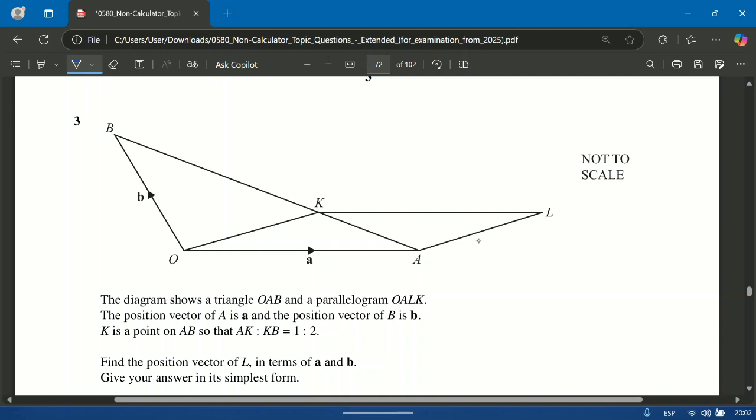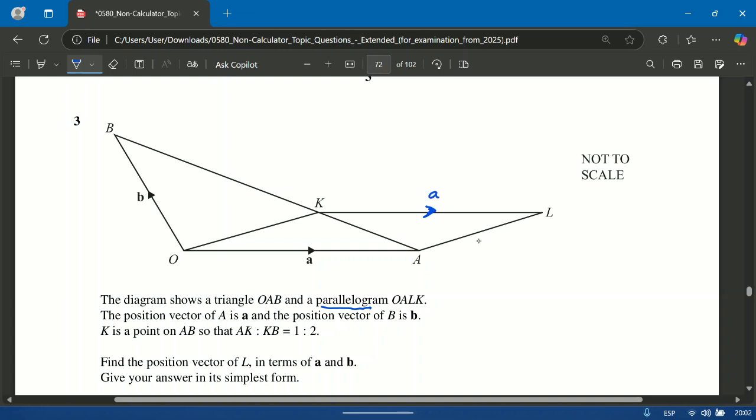The diagram shows a triangle OAB. They focus our attention to it, so that means that triangle is important. Nothing special about the triangle, it's not equilateral or right angle or anything, but a focus. And a parallelogram OALK. Now we need to think, what do we know about parallelograms? Well, they've got parallel sides, and with vectors, if a line is parallel and it's the same length, just like the opposite sides of a parallelogram, it means the vector is the same.